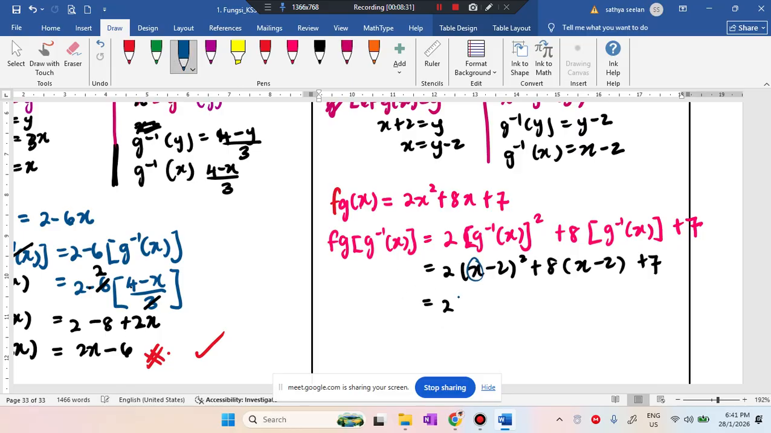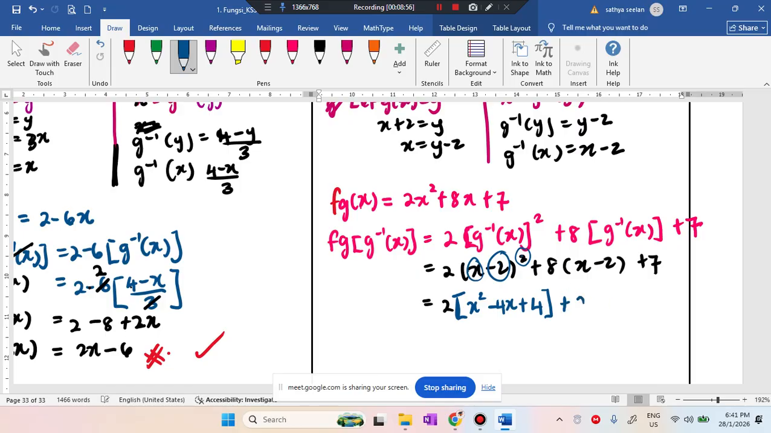2 times negative 2, negative 4. Negative 4 times x, negative 4x. Okay? Campur 8 darab x, 8x. 8 darab negative 2, negative 16. Campur 7. Okay, expand this one. So 2x square minus 8x plus 8 plus 8x minus 16 plus 7.